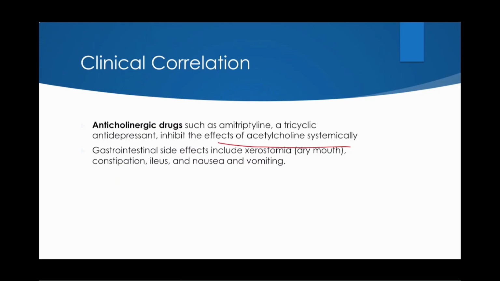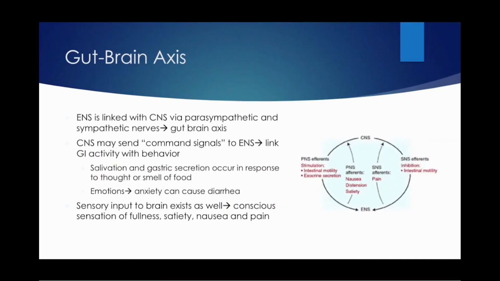You're pulling out too much water. There's not enough lubrication in the large intestine, and it slows down gut motility. Constipation occurs. Ileus, where nothing works anymore. And nausea and vomiting, because food is just sitting in the stomach. You keep eating more, and eventually you'll get nauseous and vomit from eating too much food. So this is what happens with anticholinergic drugs. There's a whole bunch of other things with it, but we're in the GI system, and this is what those things do. So, our gut-brain axis.